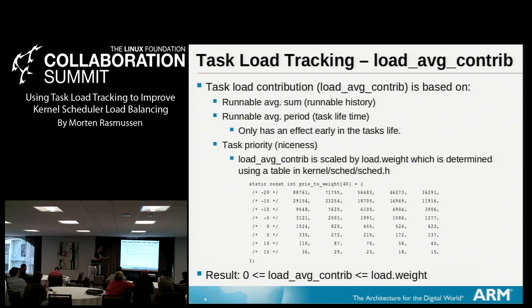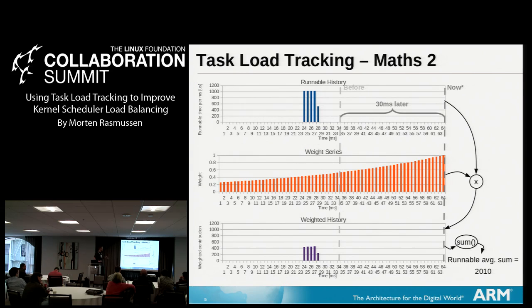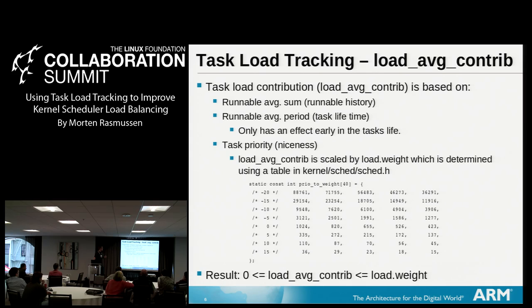And the load tracking is scaled by this load weight. So where a task in the past just had a static weight when you do the load balancing, which was what you could look up in this table based on this priority, the load contribution is now a value between 0 and the load weight, because the time series is scaled. The load history I showed in the previous slide is scaled such that it will give a factor of between 0 and 1.